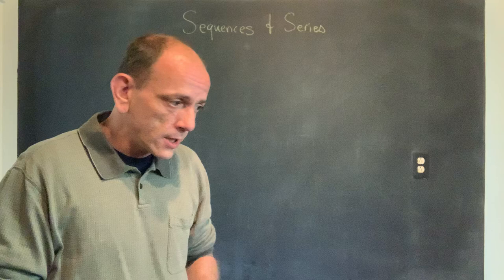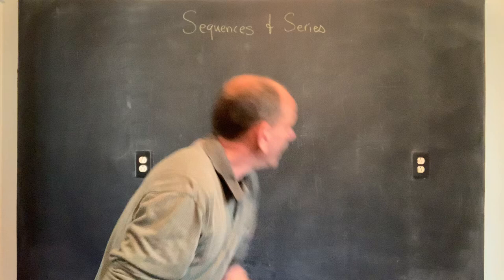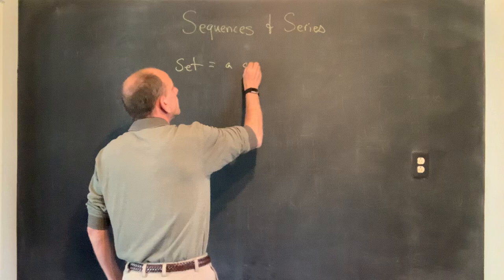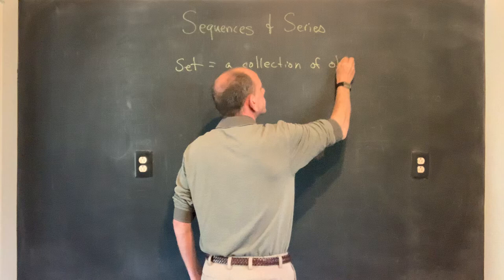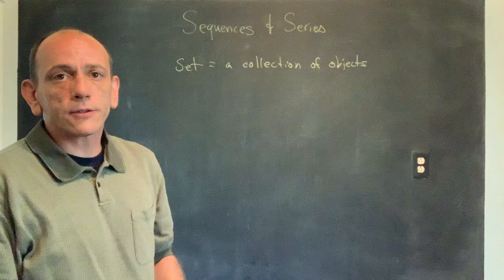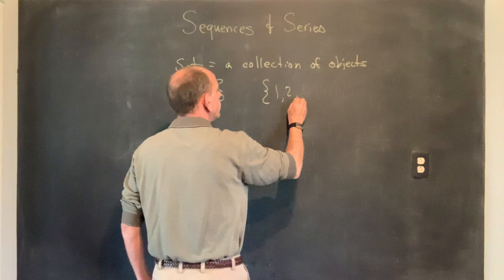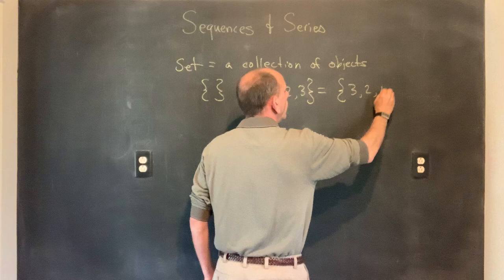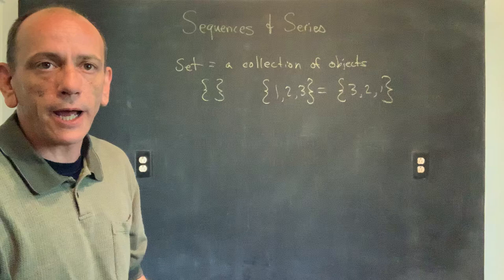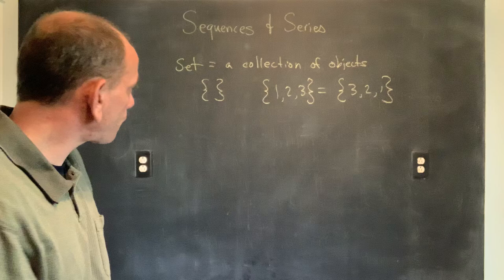So let's go way back and start at the beginning. What's a set? A set is a collection of objects. With a set, we're not concerned about their order. Sets are usually denoted with curly brackets like this. And so, say the set {1, 2, 3} is the same as the set {3, 2, 1}. The same three objects. If I put three marbles in a bag and they shake around, it's the same three marbles, right? I don't care about their order. Okay, so that's a set.